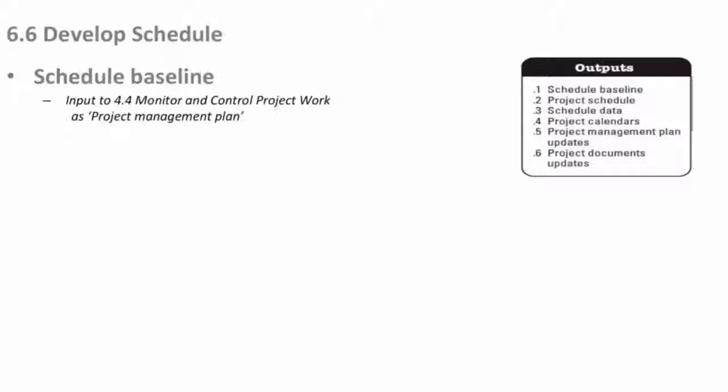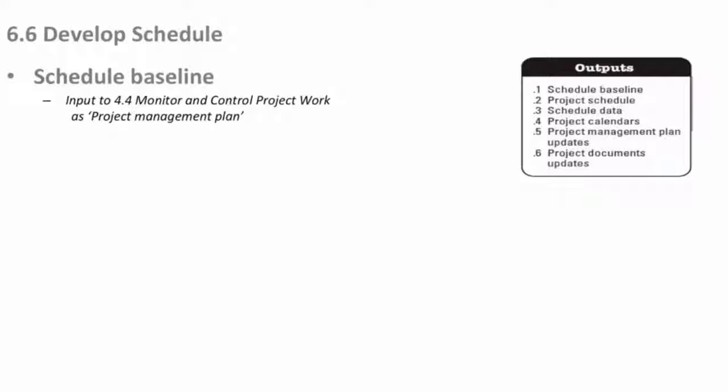So schedule baseline. This is the direct input into 4.4, which is monitor, not the execution of the work, which is 4.3, but 4.4, where you monitor and control the work that's being done. Here is your baseline. Well, obviously, it's your baseline. It is your metric that you will now measure against to determine project performance and whether corrections need to be made or not.